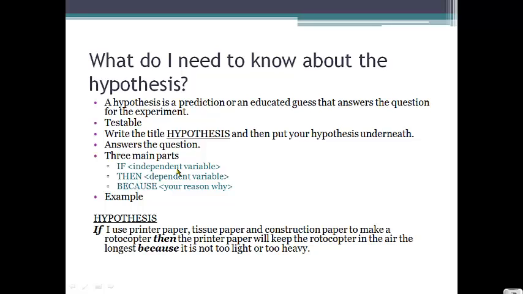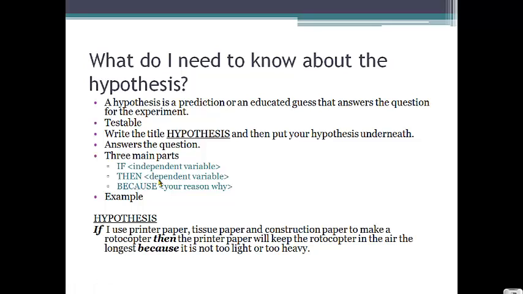If you don't know, your independent variable is the thing that you are changing. It's not the thing that just changes as you're doing the experiment because you're doing the experiment. It's the thing that you actually are going to change during the experiment yourself. Okay? After the word if and the independent variable, then you're going to put the word then, and you're going to put down the dependent variable.